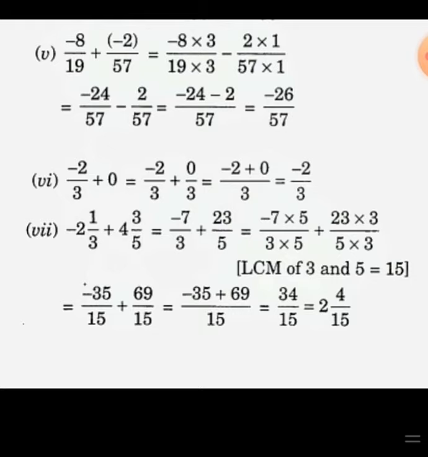Moving ahead, the first fraction is minus 8 upon 19. We will multiply the first part with 3 because 19 threes is 57. Now next, which sign will you put? Minus sign. Why? Because plus into minus is minus. So the middle sign will be minus. And here we are multiplying with 1. We did the LCM already, so we multiply with 1.